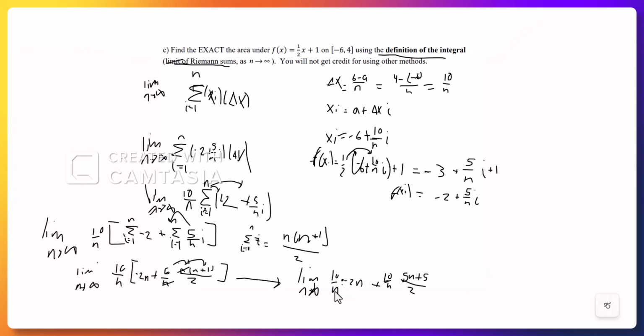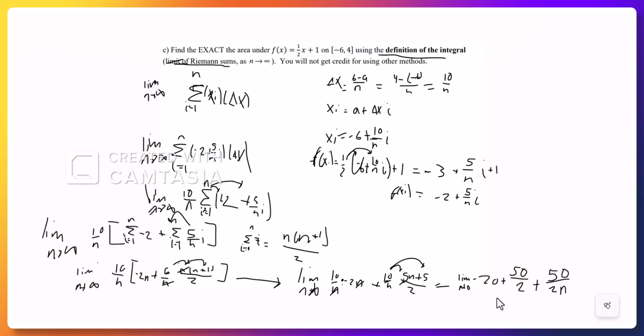So as we simplify this, the n's cancel out. So this is going to be the limit as n approaches infinity of -20 plus, for the first distribute, you're going to get 50, and the n's cancel out, divided by 2, plus 50 divided by 2n, because you distribute the 10 over n for both of the terms.